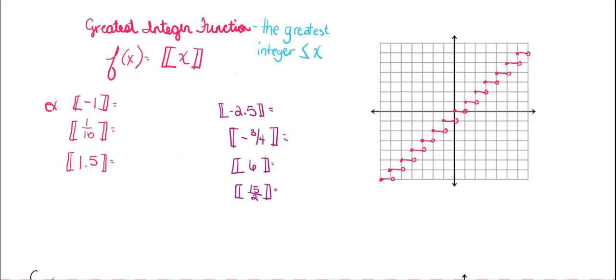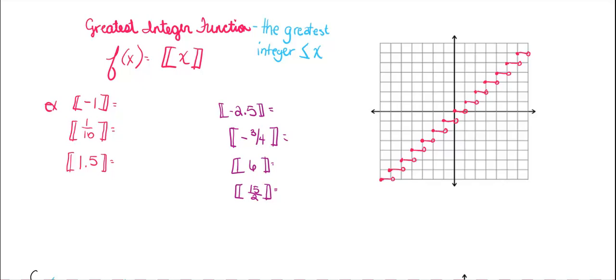Now we're going to look at a step function. This may appear to be a piecewise function, but it's not. It's a step function. This one is called the greatest integer function. And what it means is that y is the greatest integer that is less than or equal to x. And it has an infinite number of breaks or steps.